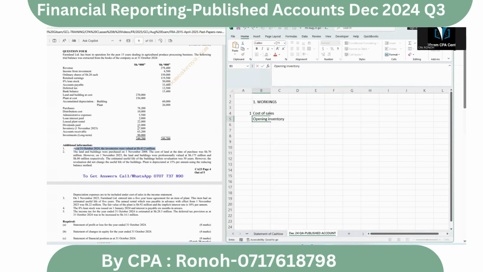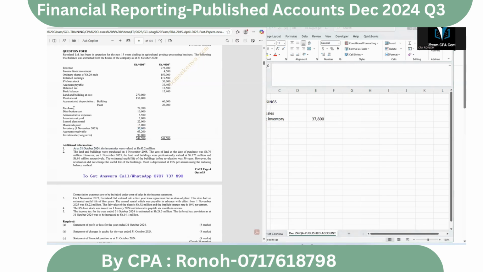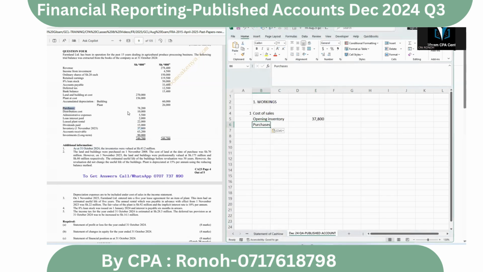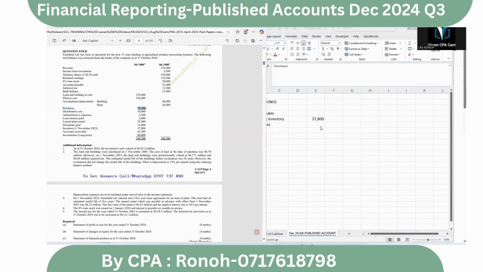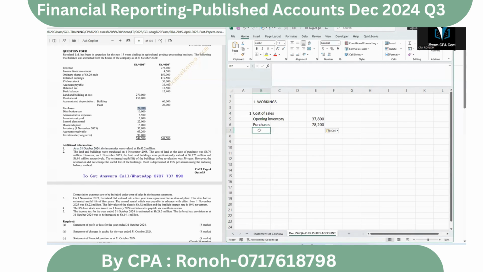Opening inventory, we have it in the trial balance of 37,800. We add the purchases, so we got purchases here of 78,200. We less the closing inventory, which we have been given in the note there, that is 43,200, so that we can get our cost of sales here. So this plus this minus this, so this is our cost of sales.